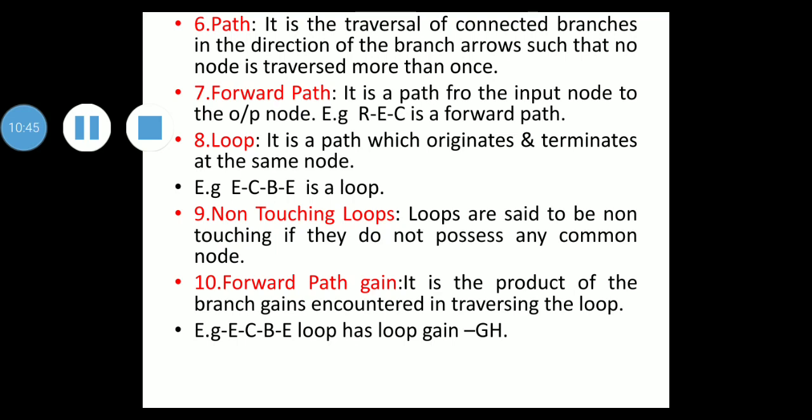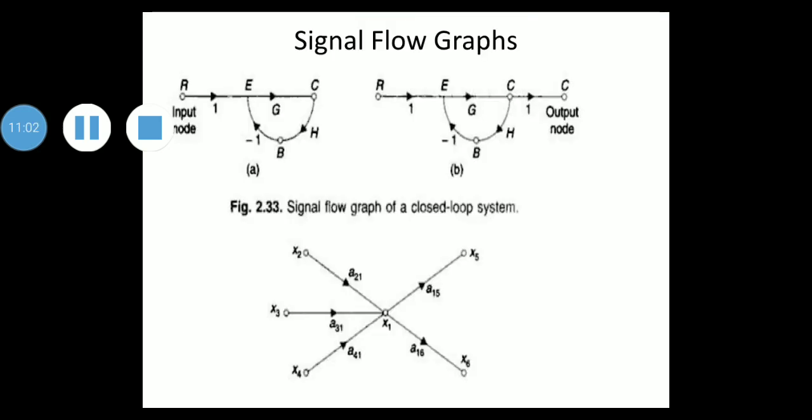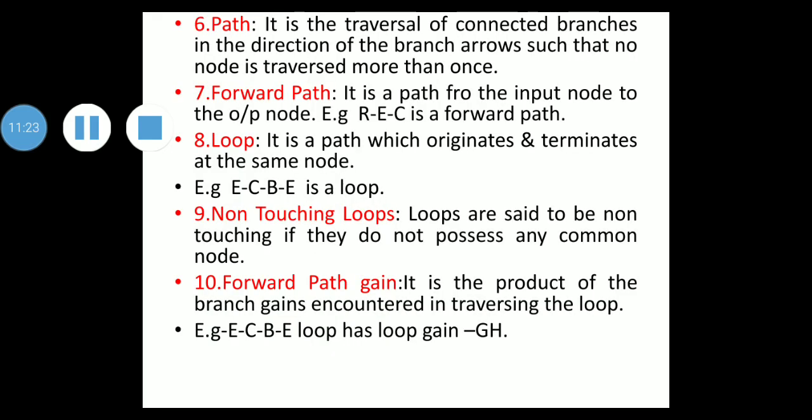Next, forward path gain. Forward path gain is the product of the branch gains encountered in traversing a forward path. Okay, so we'll take the example and we'll see it. In this example, REC is a forward path, the path gain is 1 into G. So the forward path gain of the path REC is G.